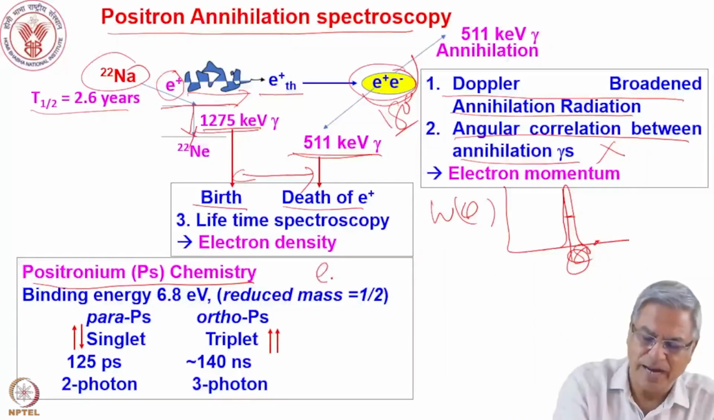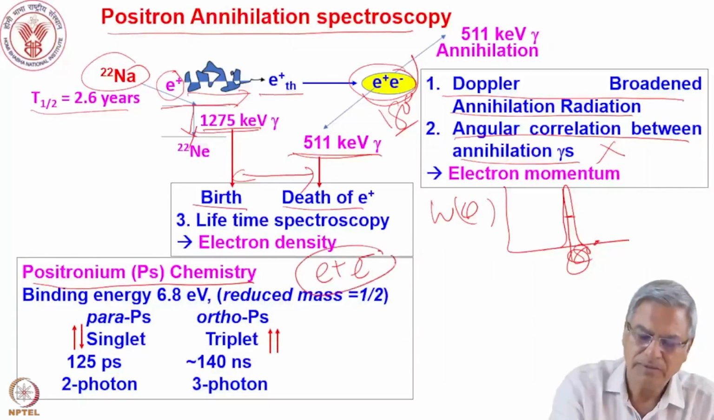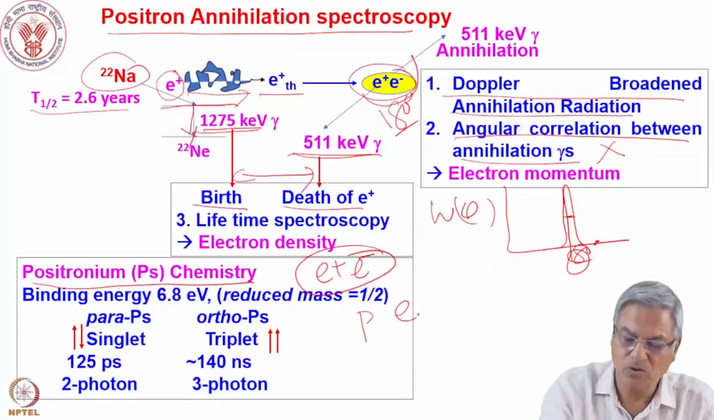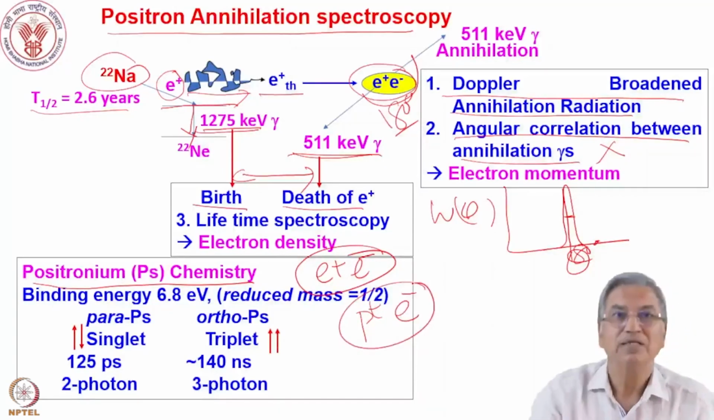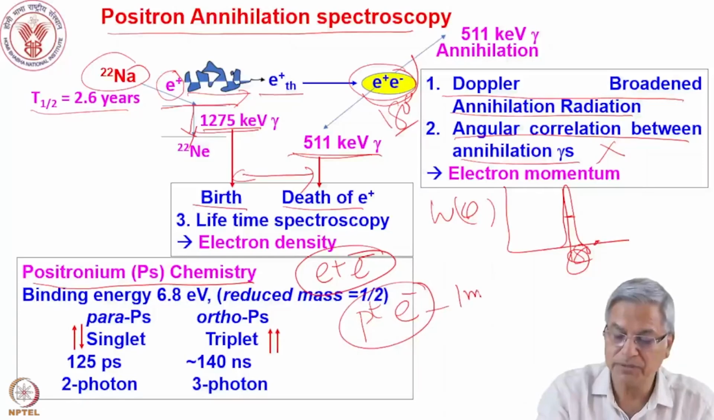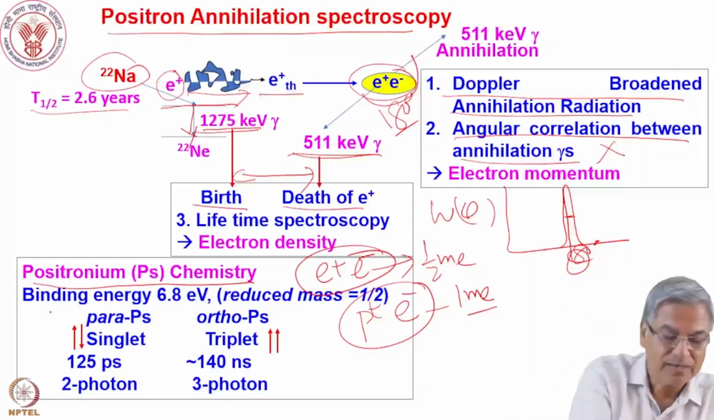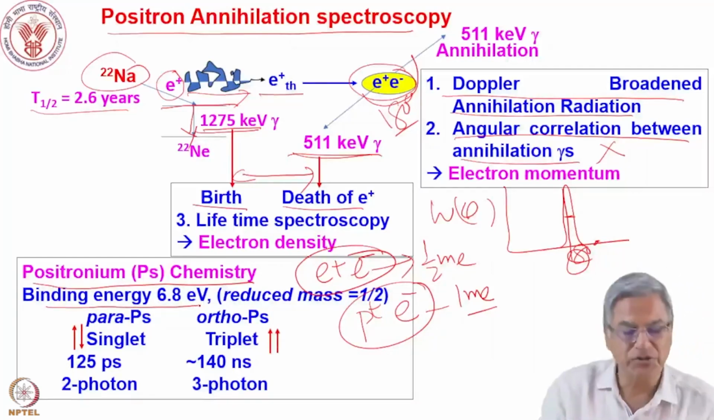Positronium is an atom similar to the hydrogen atom. In the hydrogen atom, you have a proton and an electron. The reduced mass of the hydrogen atom is about 1 electron mass. The reduced mass of positronium is M1 M2 by M1 plus M2, that is, half the electron mass. And so, accordingly, the binding energy of positronium is 6.8 electron volt, which is half of the hydrogen atom's 13.6 electron volt.